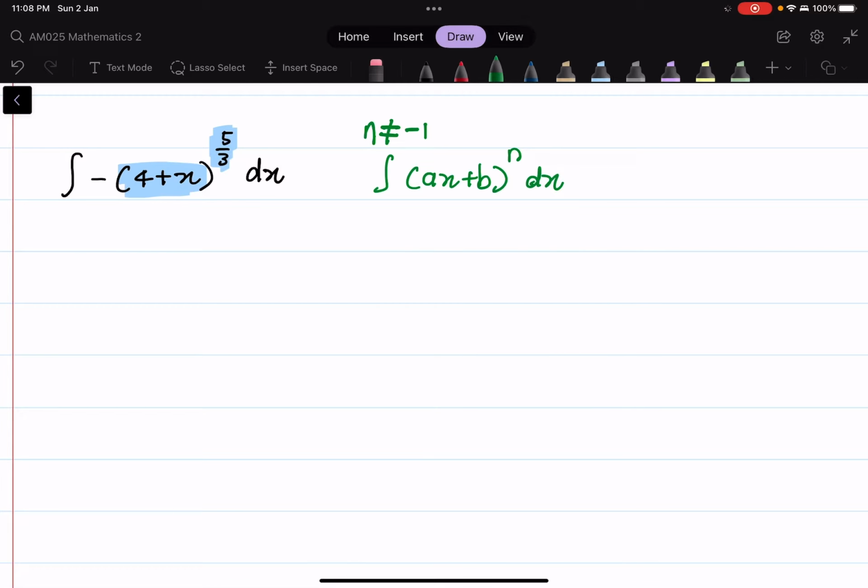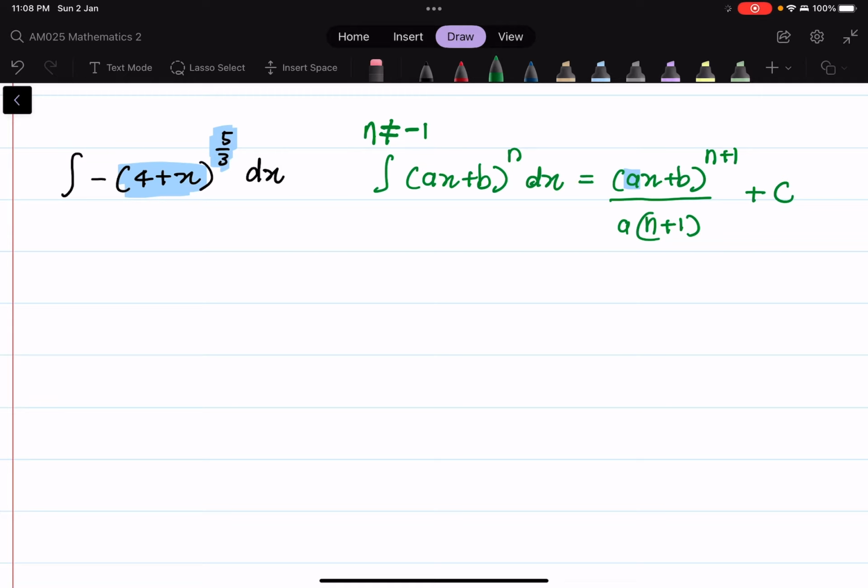So how to integrate with respect to x is, we're going to copy down the function. The power will plus with 1, divide with n plus 1, and don't forget to divide also with a.